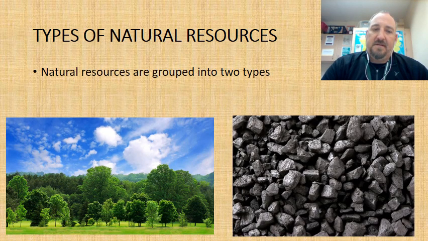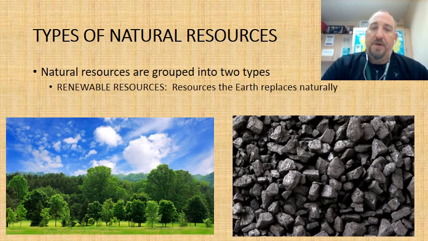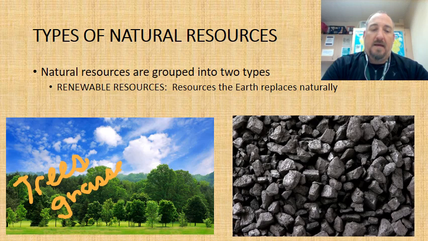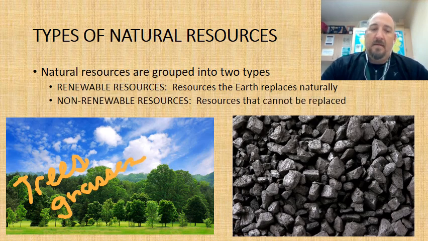So types of natural resources then. They're grouped into 2 types. Renewable, meaning that the earth can replace them naturally, or we can assist with replacing those. So trees, right? Natural gases. And then non-renewable, resources that cannot be replaced. So once we take them out of the ground, they're gone. The earth isn't making any more of them, or at least not anytime soon.